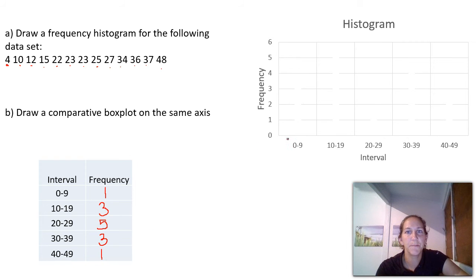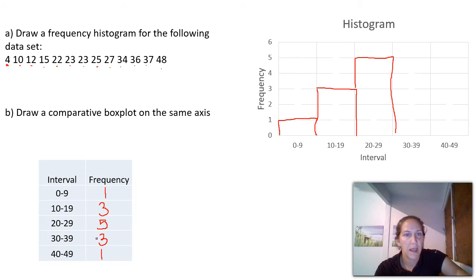So this is my frequency, and then what I have to do is go over to my graph and take my frequency for each interval. Between 0 and 9, I draw a box up to the value of 1. The next interval, between 10 and 19, I have 3, so I draw a box up to 3, attached to the other one. From 20 to 29, I have 5, so we'll draw a box up to 5. And from 30 to 39, I have 3: 1, 2, 3. And then from 40 to 49, I have 1.